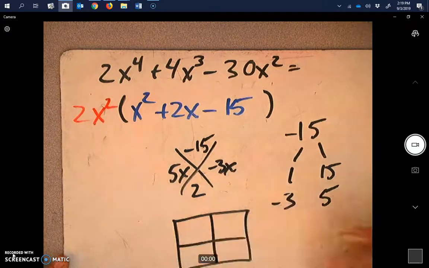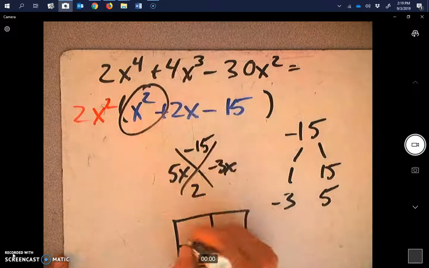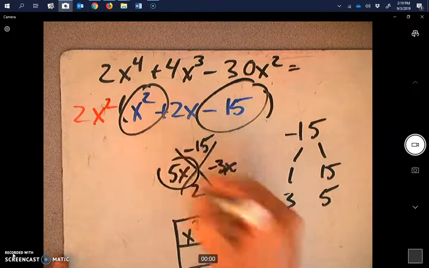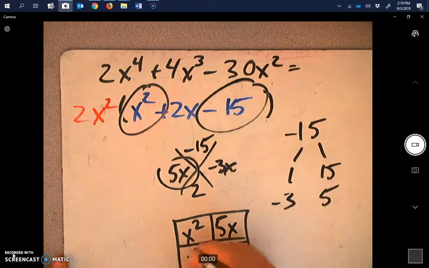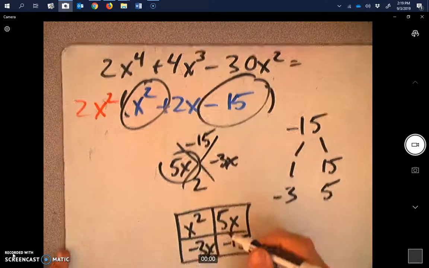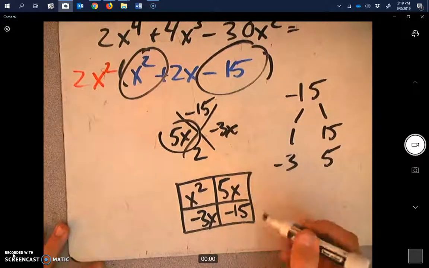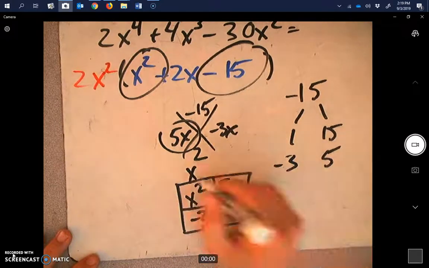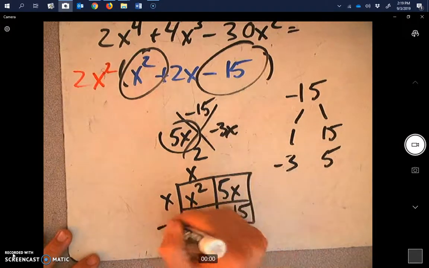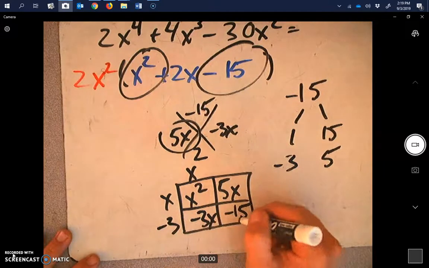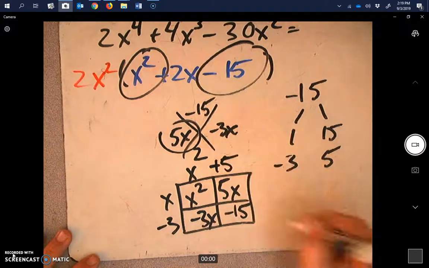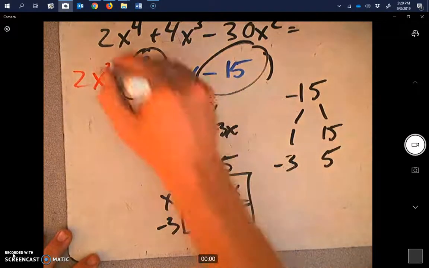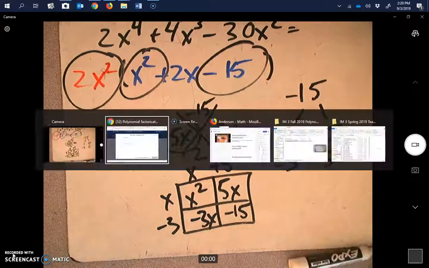Do our box. So remember our first term, x squared, goes here. Our last term goes here. And then we put these terms in any order. When I say any order, negative 3x could be put up here if you want. Doesn't matter. So you can flip them. Now we're going to look up this way. We can pull out an x from both. X times x. X times negative 3 is negative 3x. Negative 3 times positive 5. And then 5 times x. So we factored it as x plus 5 times x minus 3 times our original 2x squared out in front.